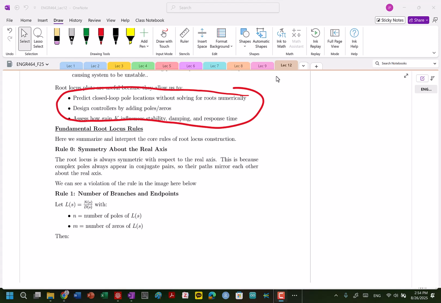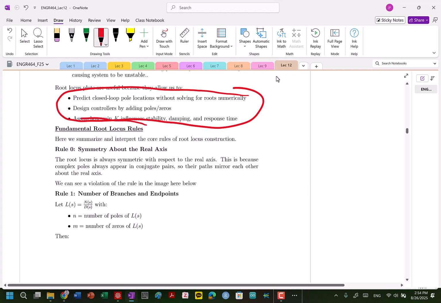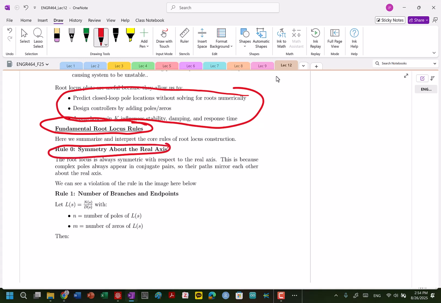Hi everyone, we are back and now we're going to go over the fundamental root locus rules. There are several rules that help us design, and there are rules that cannot be violated in a root locus plot. So rule 0: there must be symmetry about the real axis. It's always symmetric with respect to the real axis.